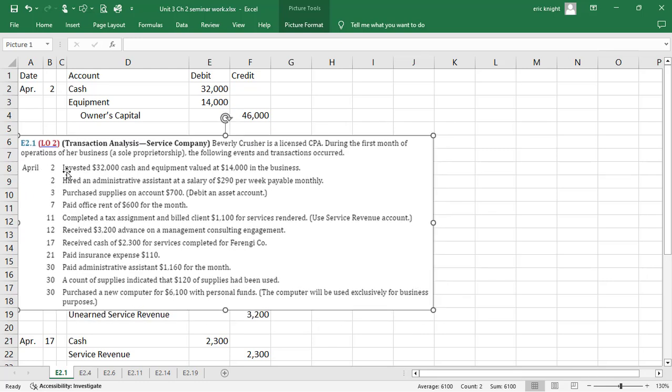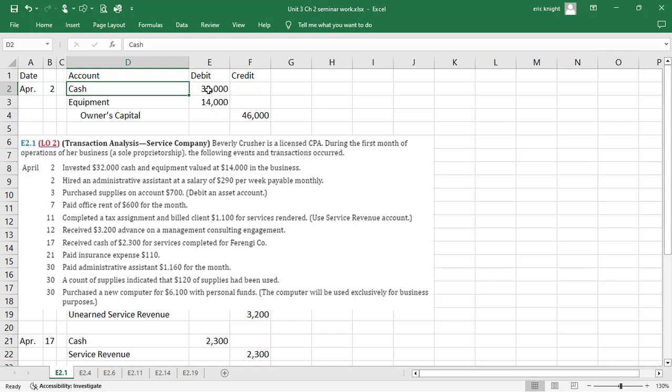So the first transaction is April 2nd. The owner of the company invested $32,000 cash and also invested equipment into the business. And so what we want to do is show the asset cash and the asset equipment as increased, and you increase assets with a debit. And on the other side of the journal entry, you have a credit, and it's going to be the owner's capital, because there's no stock because it's an accounting firm.